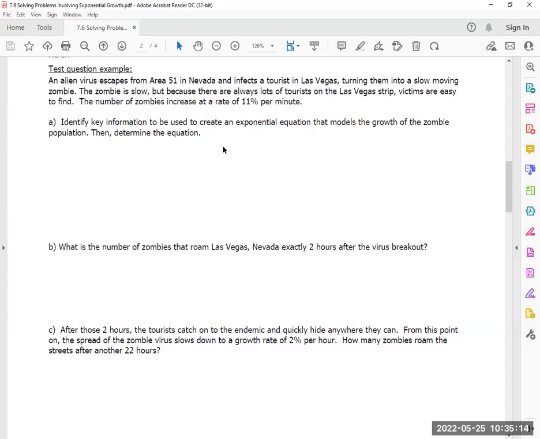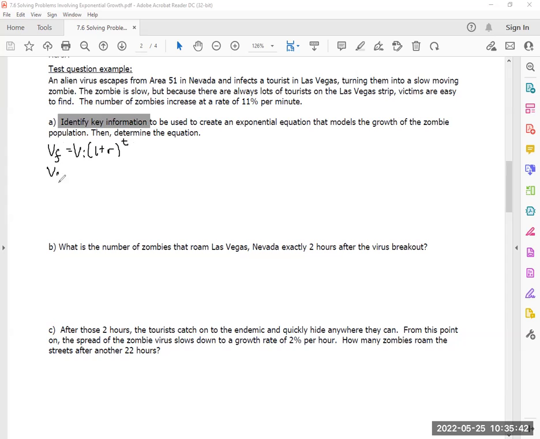You've got one zombie, okay? The zombie is slow, but because there are always lots of tourists in the Vegas Strip, victims are easy to find. The number of zombies increase at a rate of 11%. Identify key information to use for your equation and then find the equation. So here's my equation.